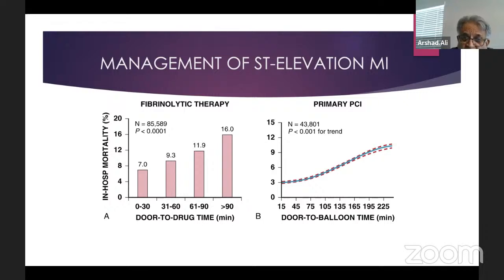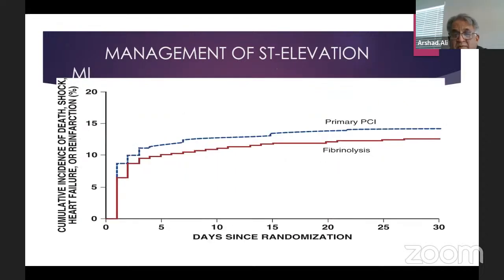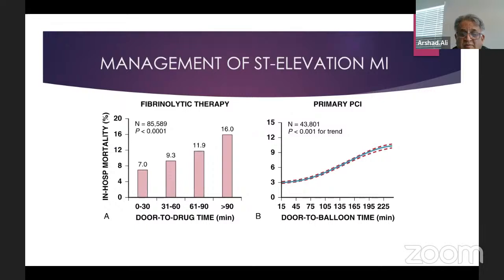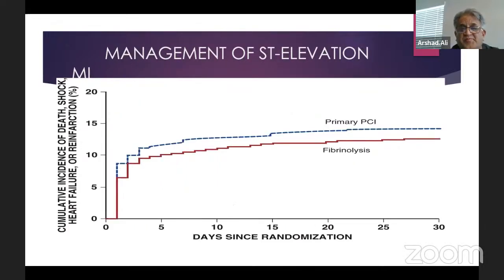Same thing happens with the PCI. 43,801 patients is a large sample volume. As the time increases along the x-axis, the mortality increases. So time is muscle; minute means myocardium is what we actually live on. Next slide, please.